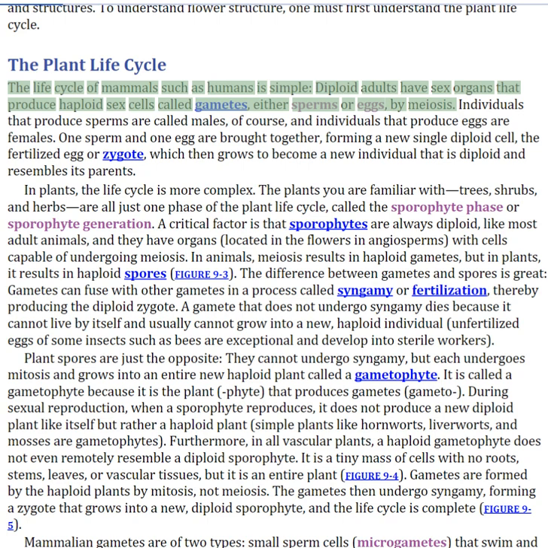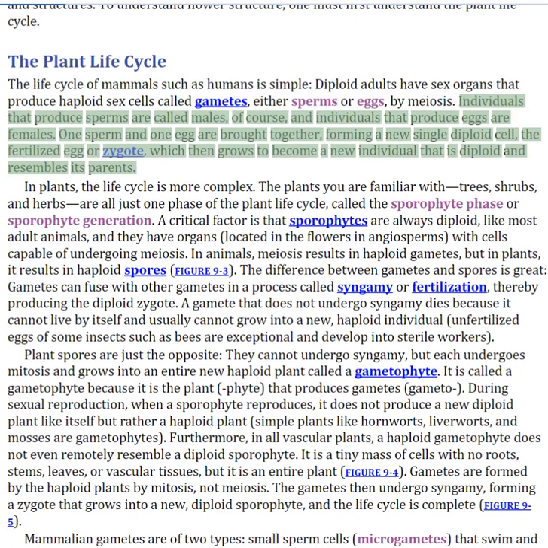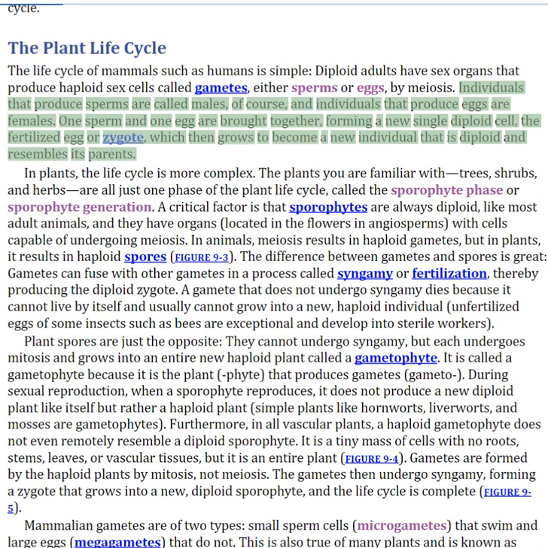Diploid adults have sex organs that produce haploid sex cells called gametes, either sperms or eggs, by meiosis. Individuals that produce sperms are called males, of course, and individuals that produce eggs are females. One sperm and one egg are brought together, forming a new single diploid cell, the fertilized egg or zygote, which then grows to become a new individual that is diploid and resembles its parents.